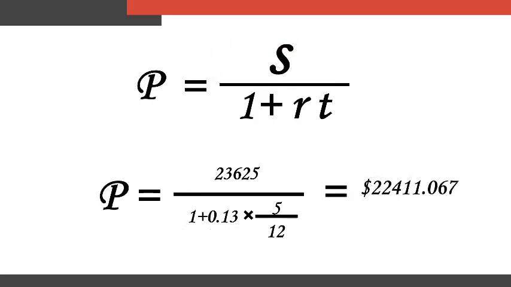And to get B equals S over 1 plus RT, for S 23,625 is here, the calculated amount, the future value after 6 months. And for 13% interest rate, the time here equals 5 months. We can calculate the present value: 22,411.